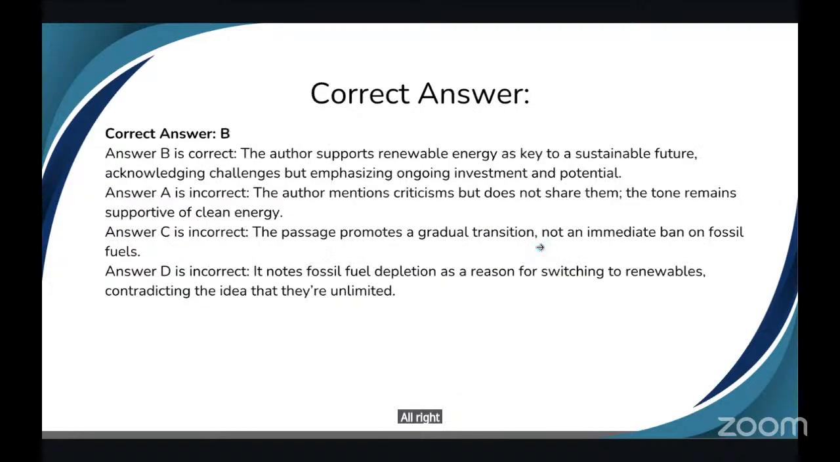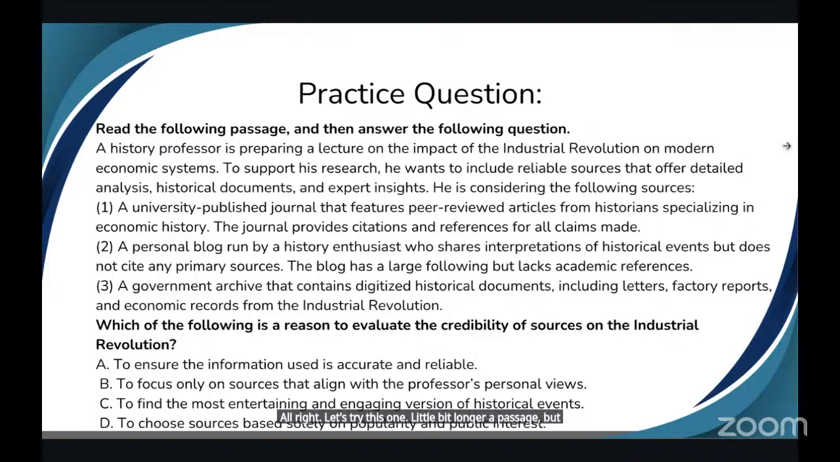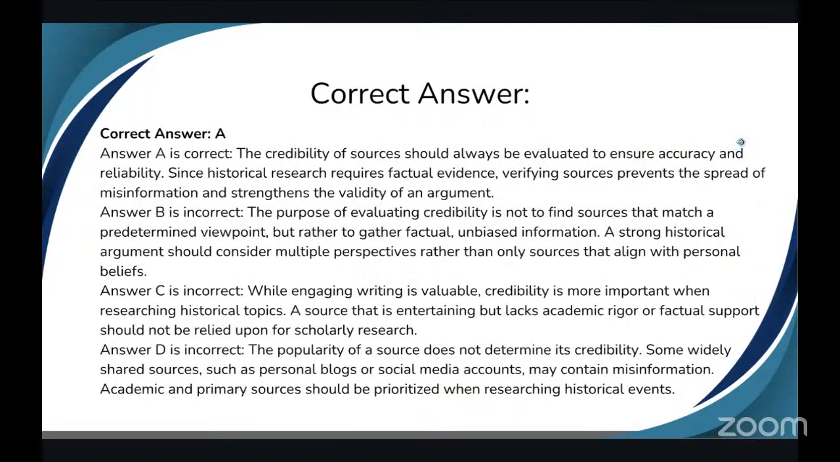All right, let's try this one. A little bit longer passage, but we're still going to try our 45 seconds just to see how you do. All right. And our correct answer is A.